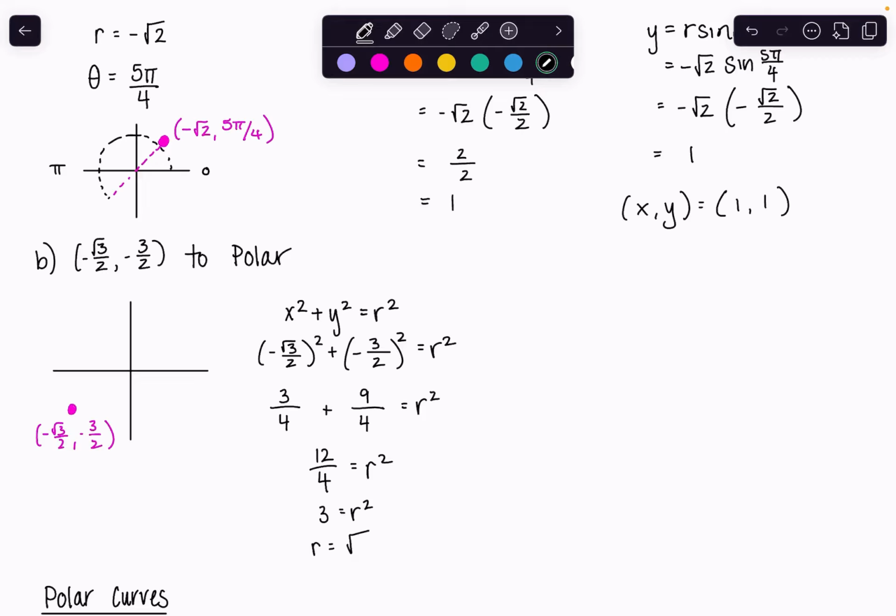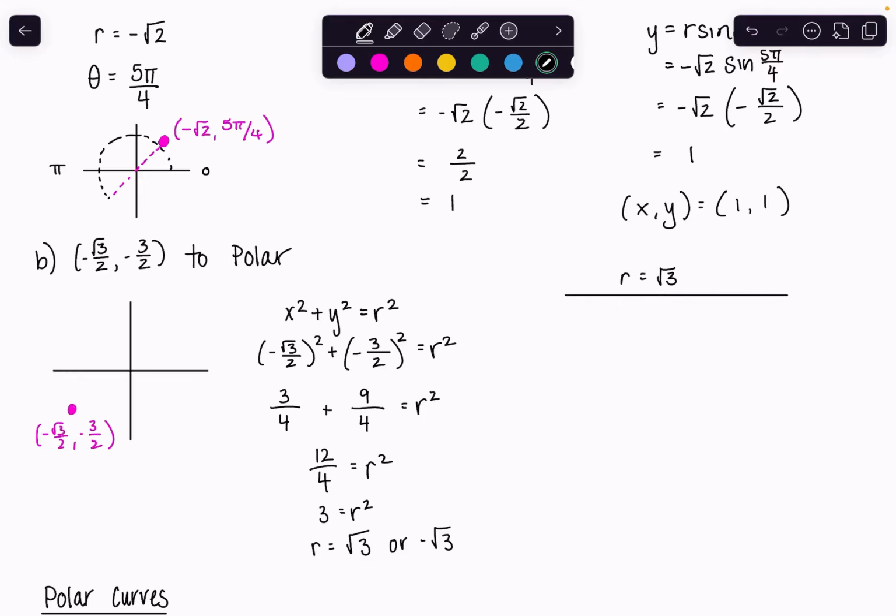So I get two possibilities. I get root 3 or I get negative root 3. Okay. So again, which one you want depends solely on the directions. I want to show you both of these points, though, because you're going to need to know how to find the angle with a positive radius and also how to find the angle with a negative radius. So we'll try when the r is positive first.